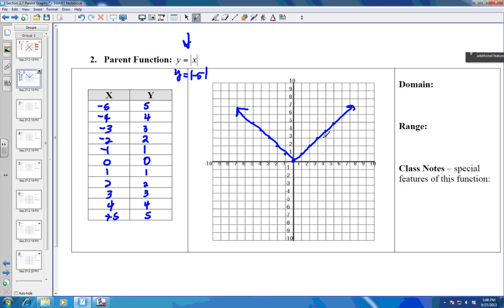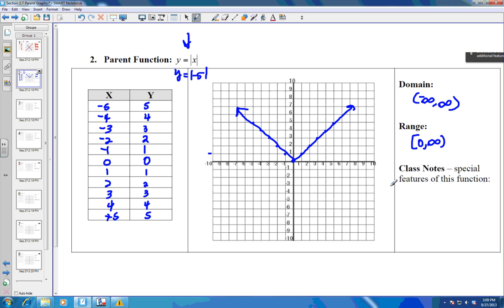My domain, remember, are my x values. So how far left and how far right does this graph go? Well, it goes from -infinity to +infinity. My range is how far up and how far down this goes. They're asking about the y values. The lowest point is 0, but then it goes up. So my range is 0, and I can put a bracket because it includes 0, and then it's going to go up to infinity.